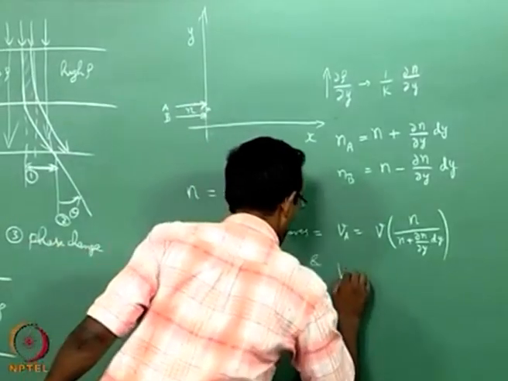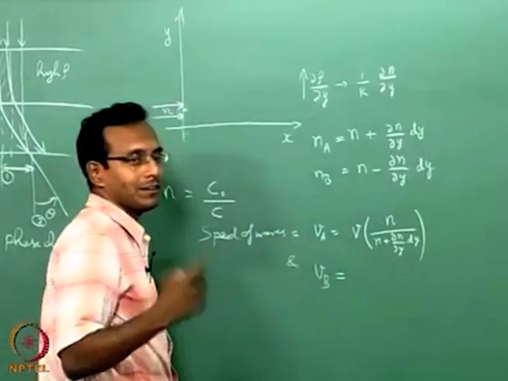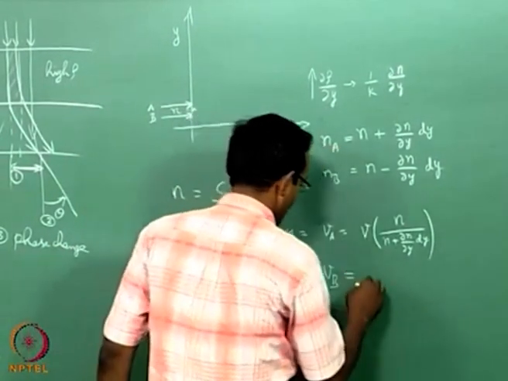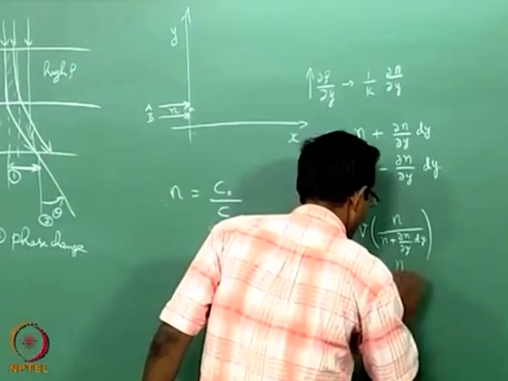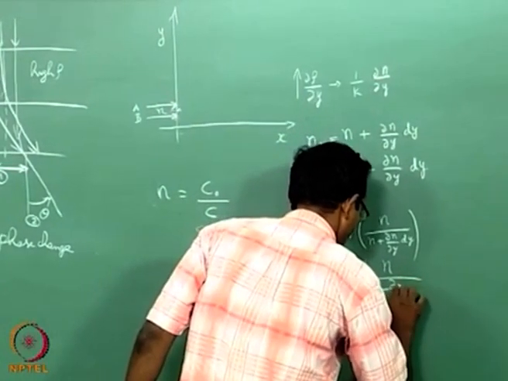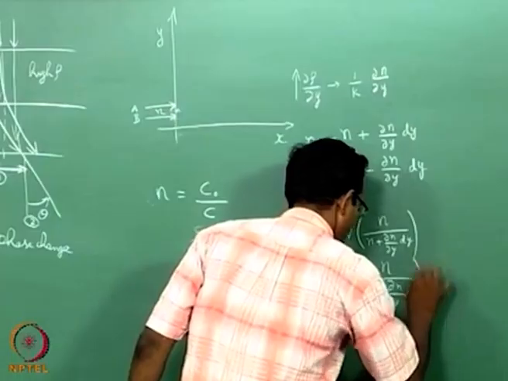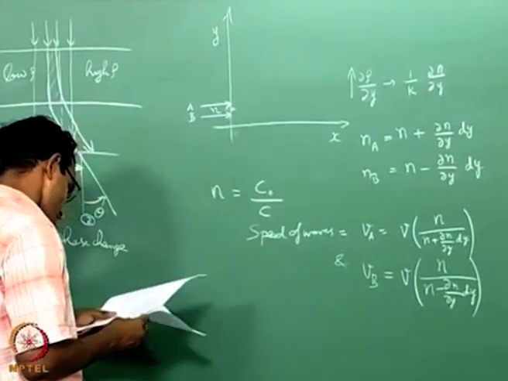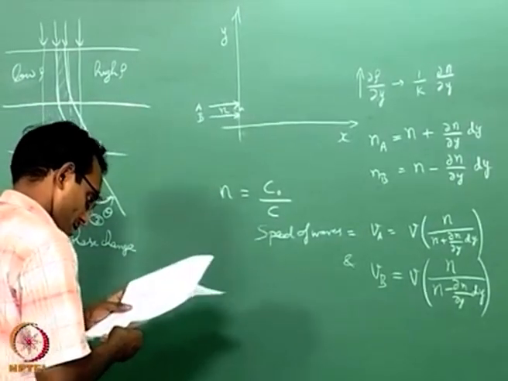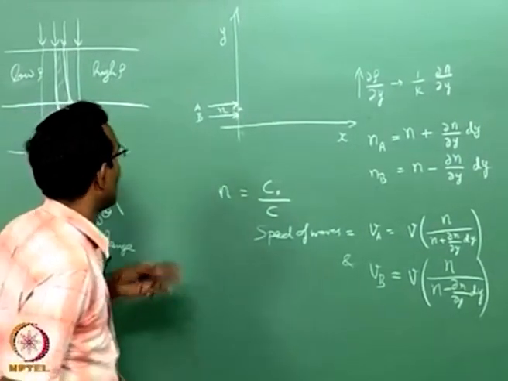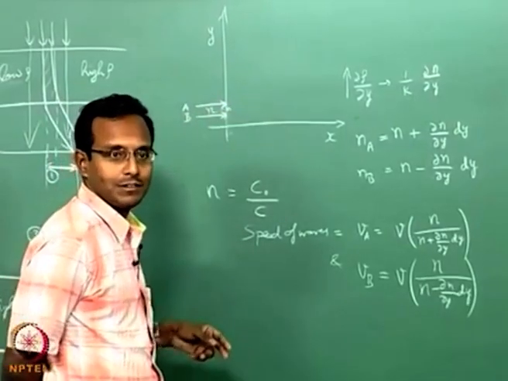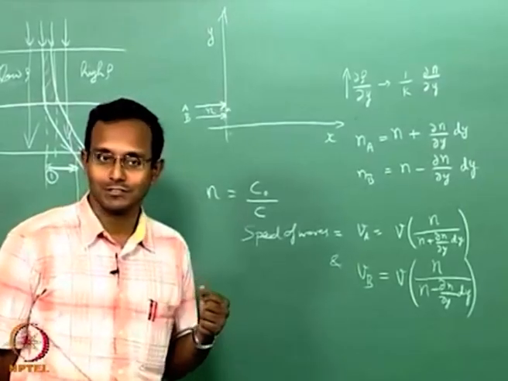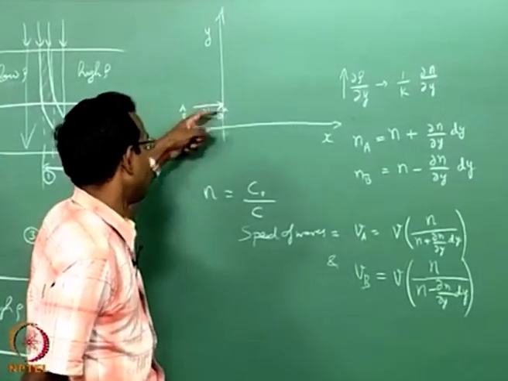And similarly, Vb, the electromagnetic wave speed at the beam location B, will be n divided by n minus dou n by dou y dy. It will be this. Now, because these two velocities are different, what will happen eventually? I am supposed to be looking at wave fronts. That is the real idea.